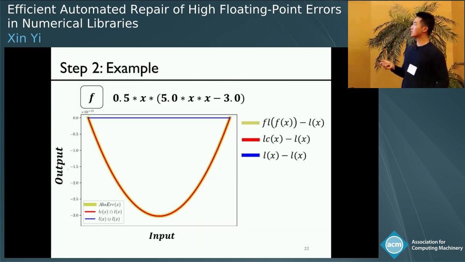For the previous example, we can see the mathematical function and the LC function minus the linear approximation. In the graph, the red one is very close to the yellow one, which means our approximation is more accurate than the linear approximation.